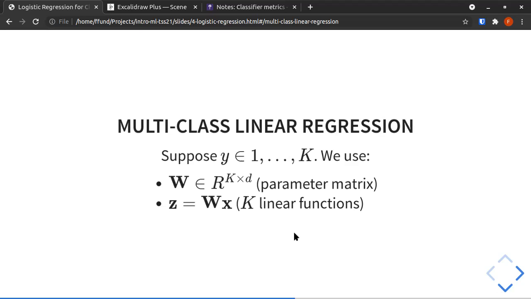So we have a weight matrix that's k by d, where k is the number of classes and d is the number of parameters. And that means that when we compute, for a given x, let's say, Wx, so we multiply these, then we end up with z, which is going to be a set of k linear functions. So you could think of the weights as a set of weights for k linear equations. And when we compute z, we'll end up with k values for z from the k linear equations.